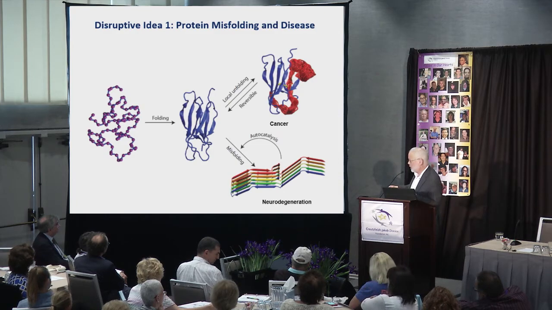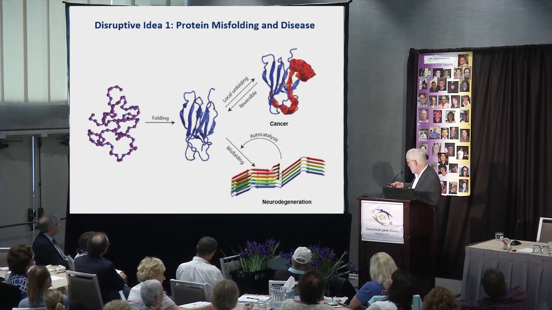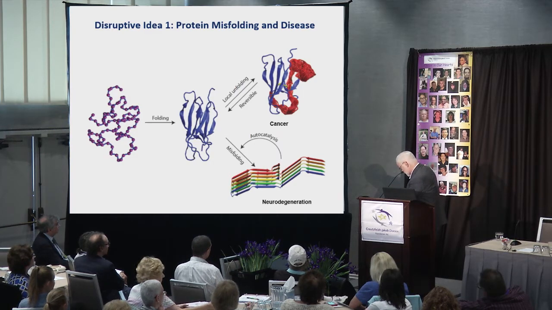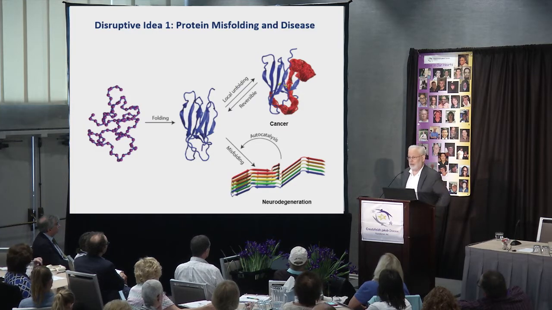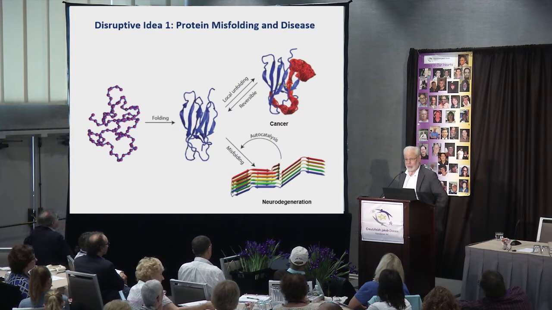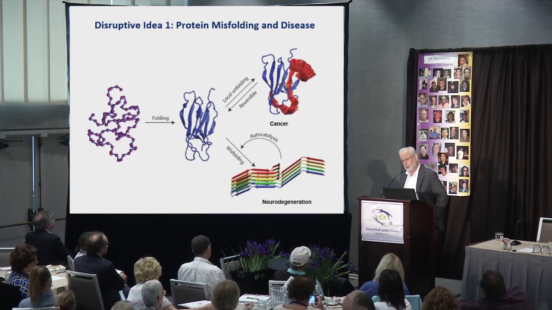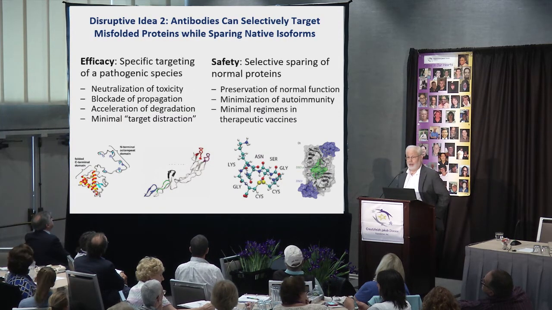But we now know that this prion idea applies to other neurodegenerative diseases like Alzheimer's, Parkinson's, ALS. And I will show you some of the evidence for that.